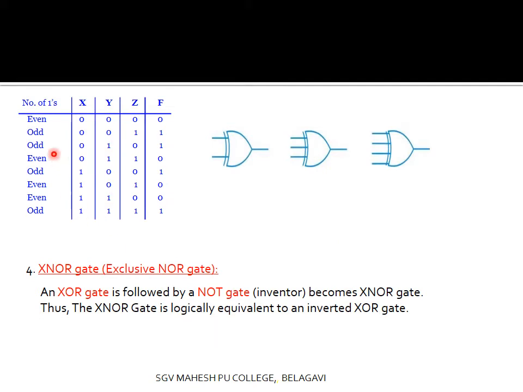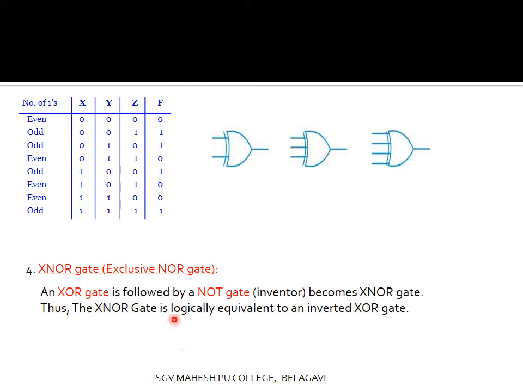And this is again the same logic applied for 3 variables, and this is a symbol for more than 2 variables, like 3 and 4 variables. Now let's try understanding what the XNOR gate is. XNOR gate is also called the exclusive NOR gate, and this is the XOR gate followed by a NOT gate.